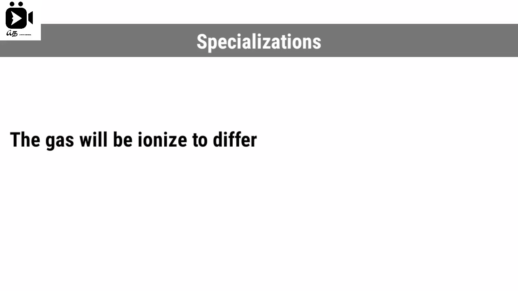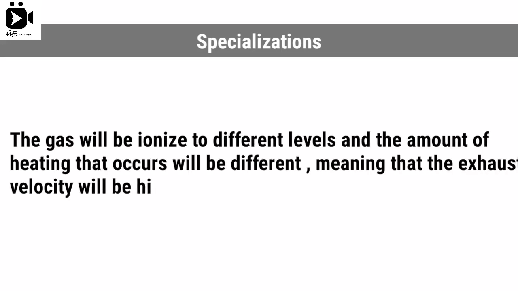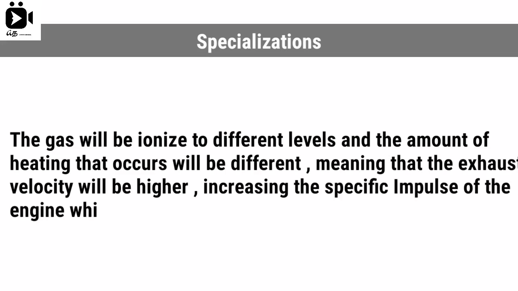By varying the amount of input gas while maintaining the same power, the gas will ionize to different levels, and the amount of heating that occurs will be different, meaning that the exhaust velocity will be higher, increasing the specific impulse of the engine while reducing the thrust.